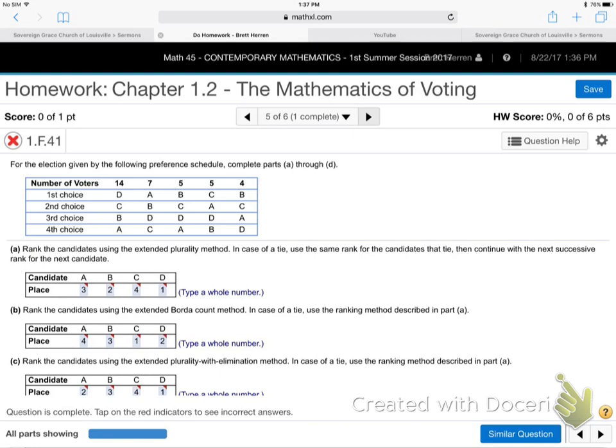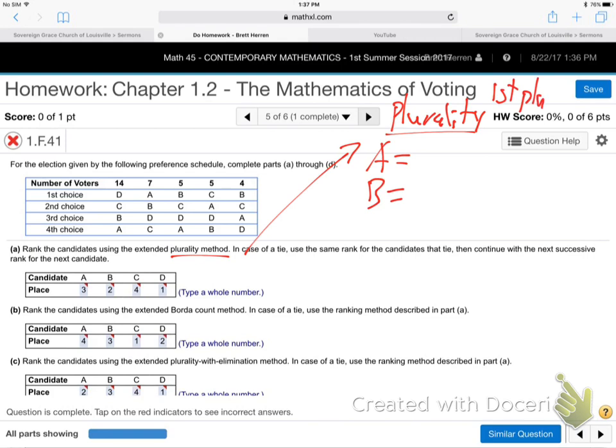Can we do plurality on that? You guys have your own paper there. Let me give you a second. Let's go through the methods. First method, plurality. Go ahead and do plurality. Plurality just means keep track of first place. That's like how we do president. First place is all we care about with the plurality method.